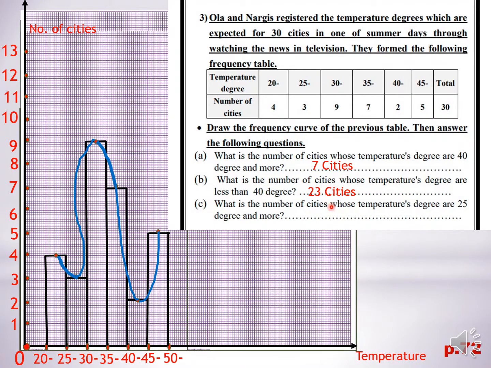What is the number of cities whose temperature degrees are 25 degrees and more? So 25 degrees and more: 3 plus 9 plus 7 plus 2 plus 5. So 3 plus 9 plus 7 plus 2 plus 5 is equal to 25 cities.